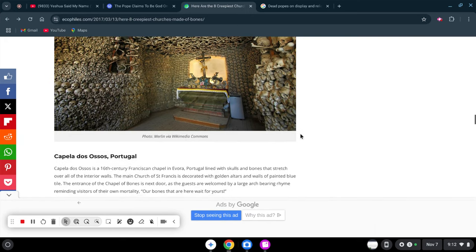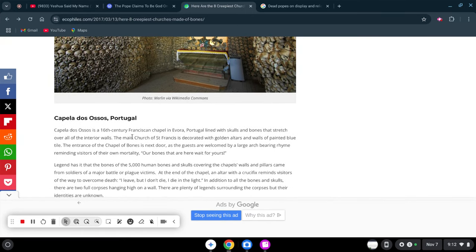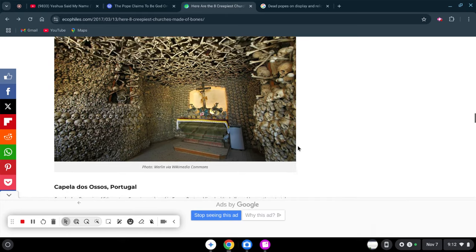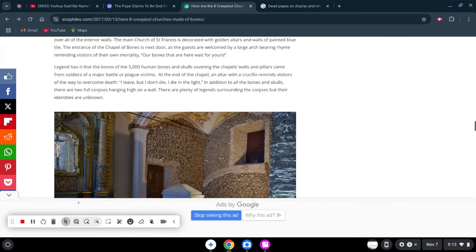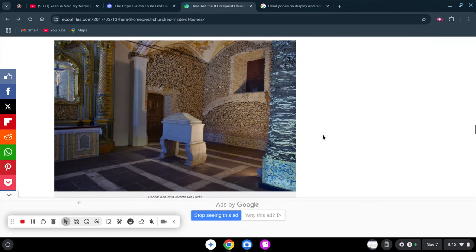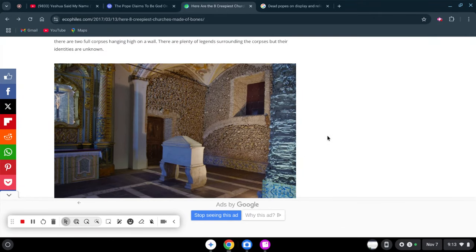Capela dos Ossos, Portugal, all right, is a 16th century Franciscan chapel lined with skulls and bones that stretch all over the interior walls. The main church of St. Francis is decorated with golden altars and walls of painted blue tile. Our bones that are here wait for yours. There's a sign apparently that says, reminding them of their own mortality. Are you kidding me? Apparently not. Here's another sanctuary, so they call it. And they dare to call this altars and sanctuaries and houses of God.